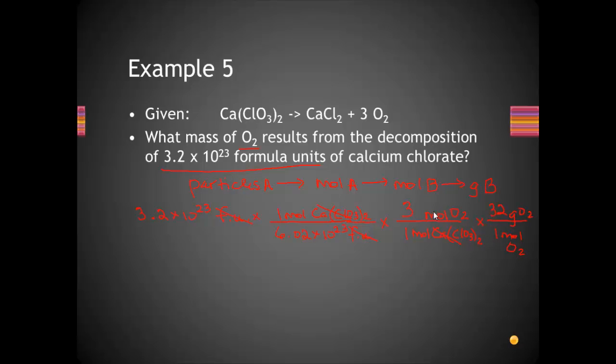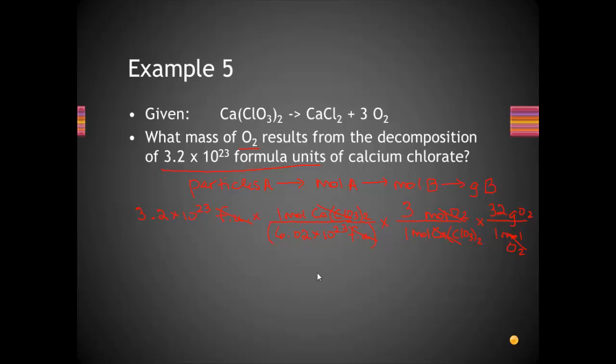Be careful here when you're dividing by Avogadro's number. You may need to put that in parentheses. So I'll do that for you just to make sure that you get that right. So 3.2 times 10 to the 23rd times 3 times 32, divide by 6.02 times 10 to the 23rd. What you should get here is 51 grams of oxygen.